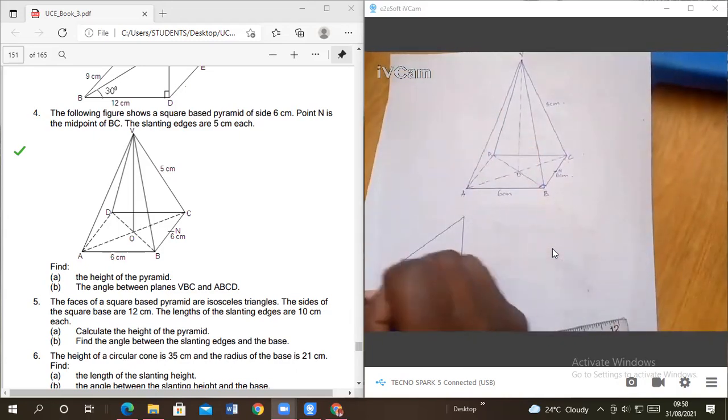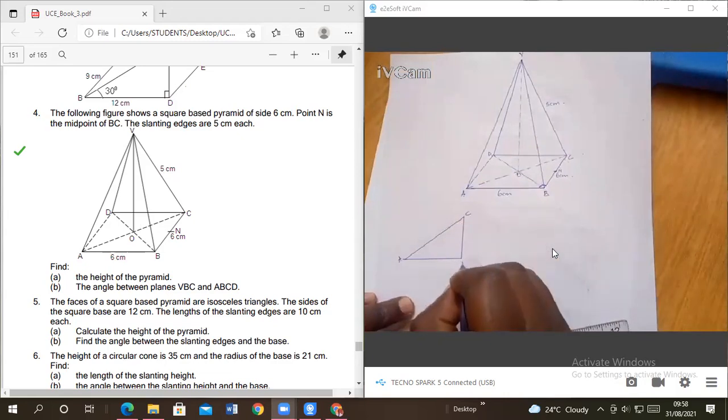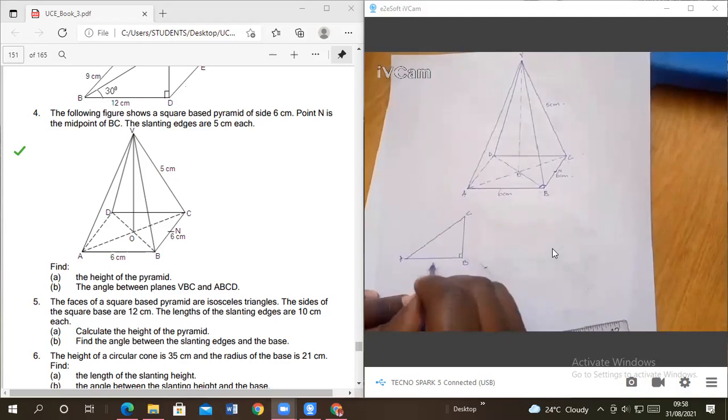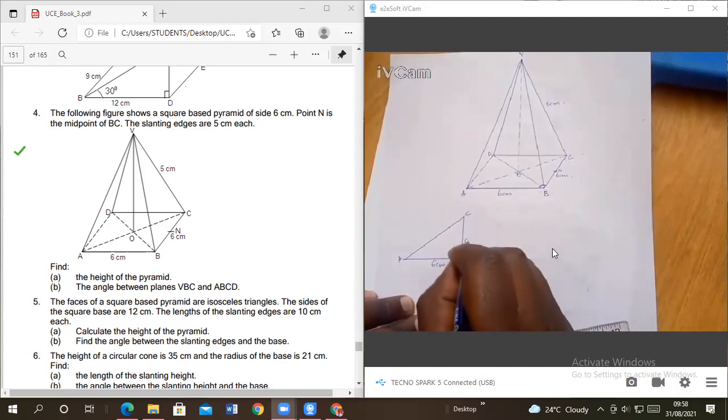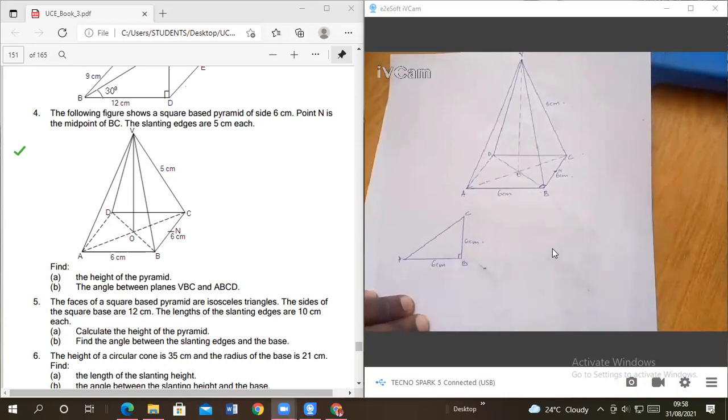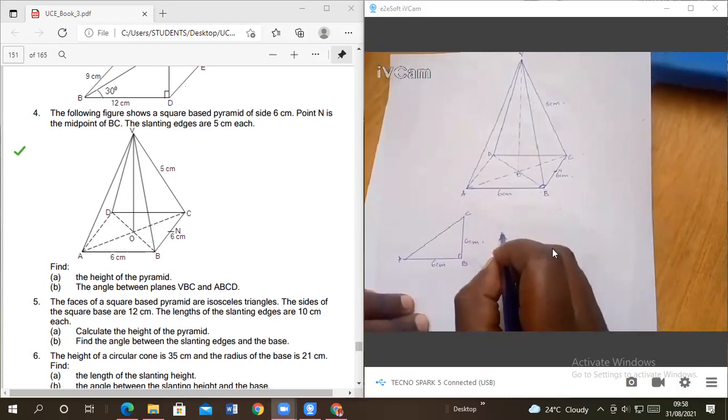Triangle ACB. So this is ACB. At B, we have 90 degrees. AB is 6 centimeters and BC is 6 centimeters. Okay, so let us proceed and find AC.